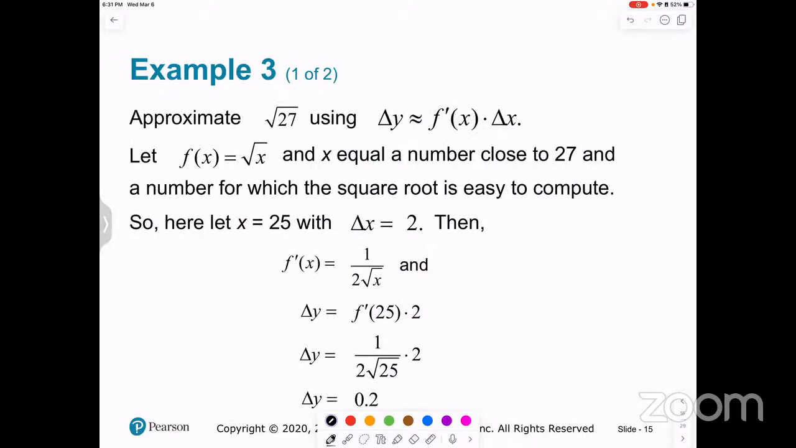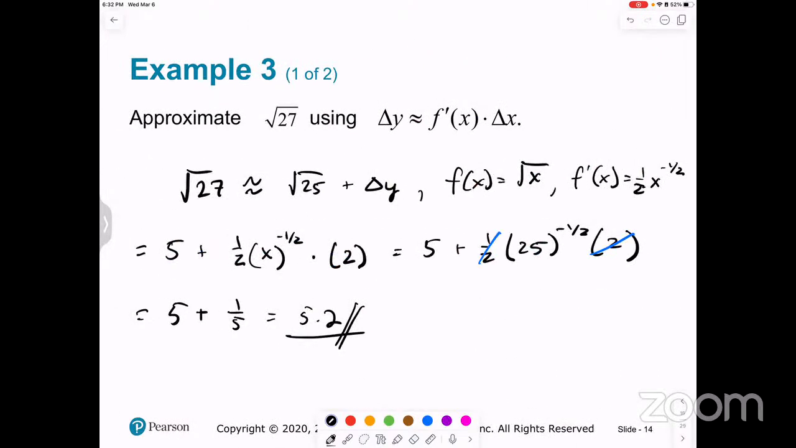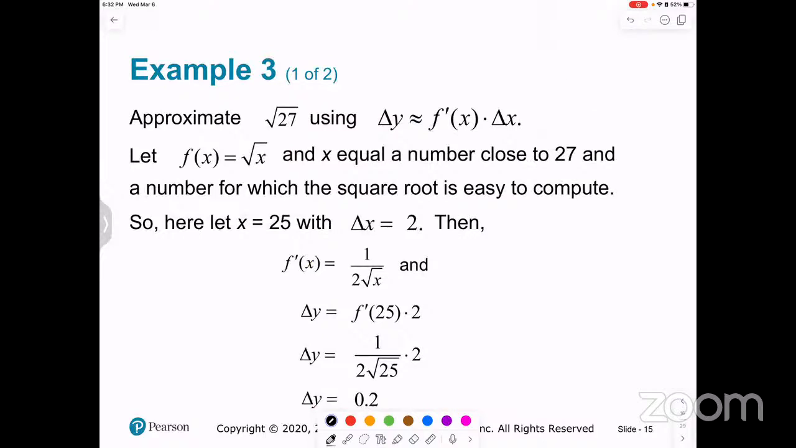Let's see. Okay. So let f of x be the square root of x, and x equals a number close to 27, and a number for which the square root is easy to compute. So we're going to let x be 25, and the change in x is 2. That's exactly what we did. So then f prime, we got that. I think we got the 0.2. Yep. That's exactly what we got.